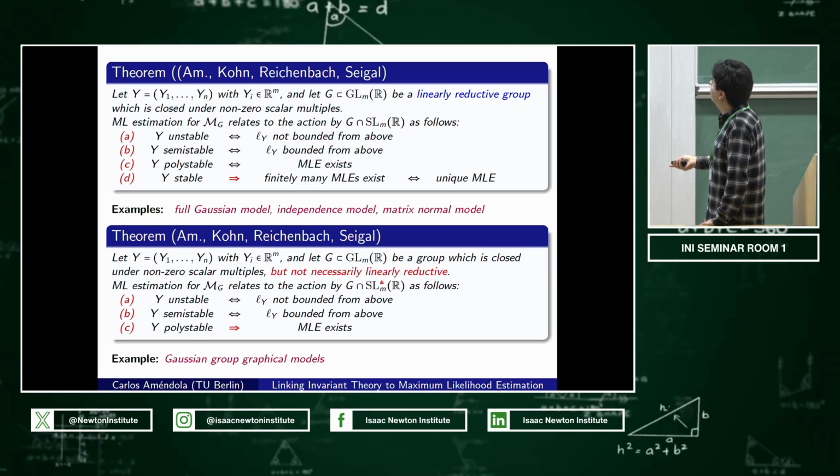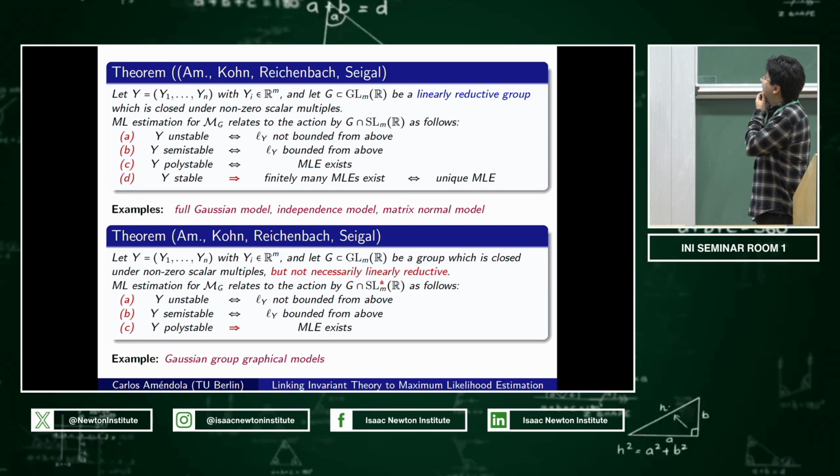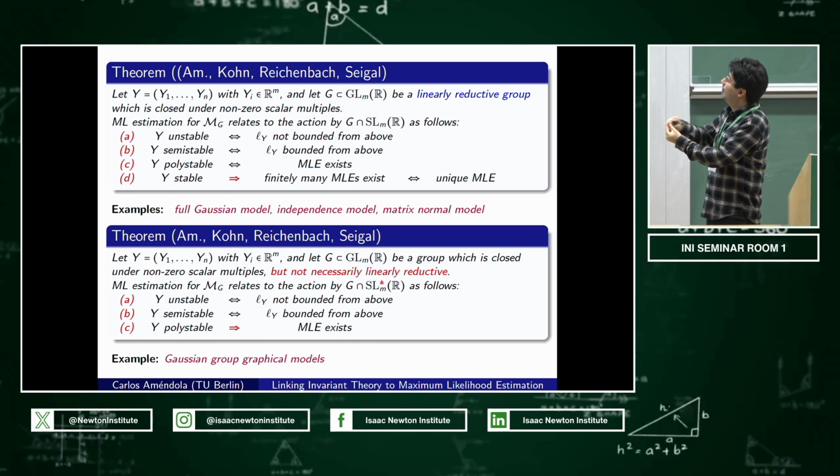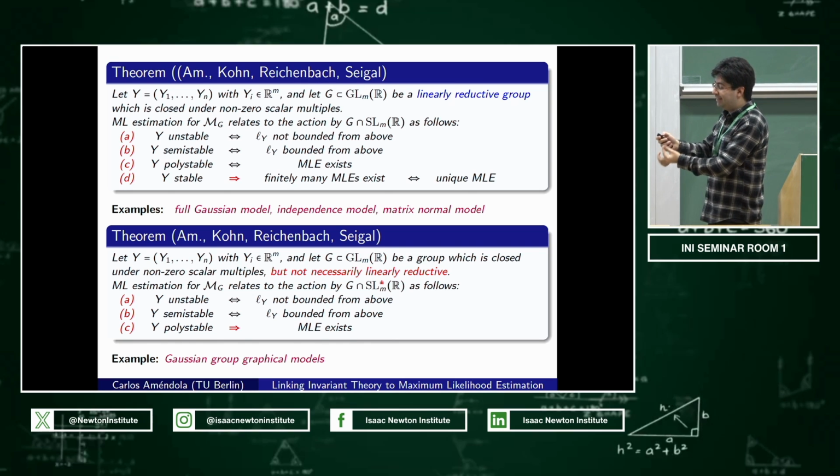I think this should come, okay. There are Gaussian group graphical models, which will be our key example. And where does this condition that it's closed under non-zero scalar multiples come in? Yes, this is a good question. So basically, when we're acting here, we need that if you have a point in your model, then any multiple of it is also in the model.